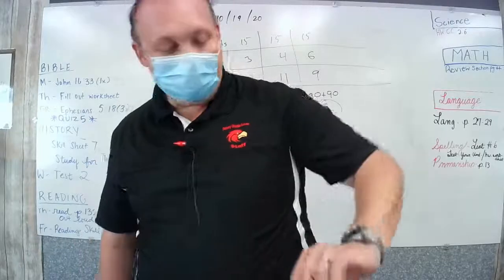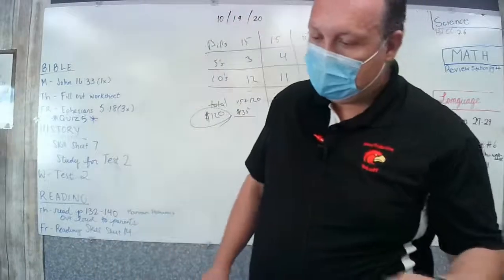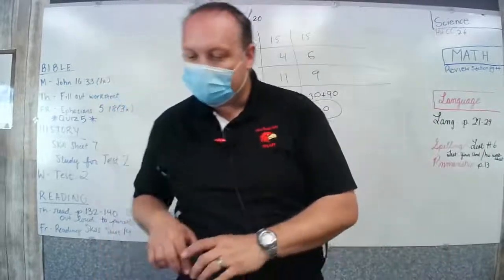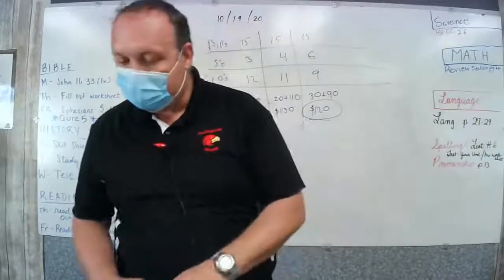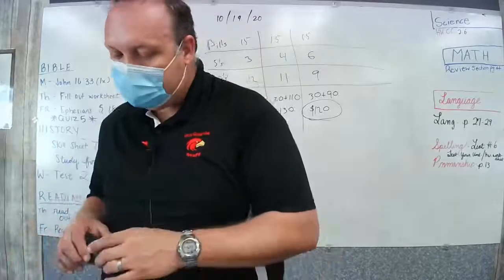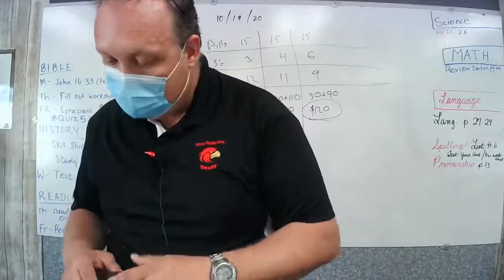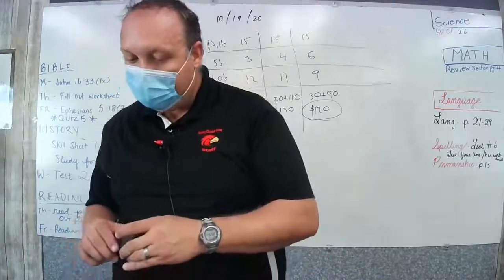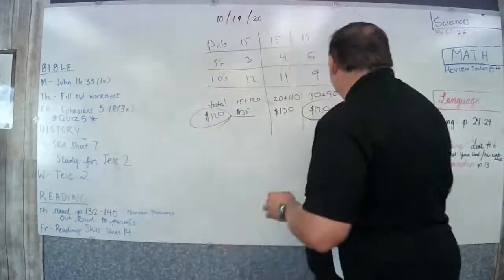Okay, let's look at number 2. Caleb sold some boxes of candy. Some he sold for $2, some he sold for $3. He sold a total of 35 boxes and received $92. How many boxes did he sell for $2? Okay.